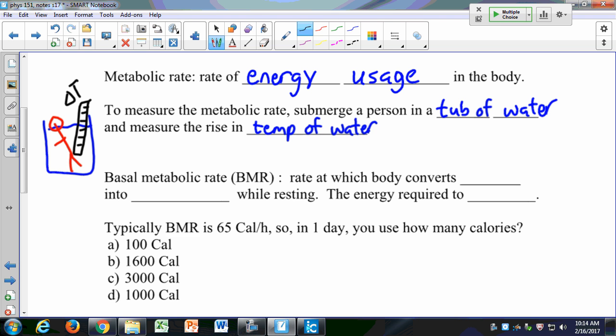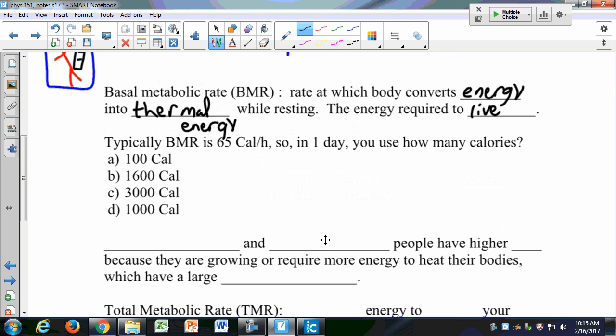All right. The basal metabolic rate is the rate at which the body converts energy into thermal energy while resting. In that video clip, they sort of talk about this a little bit. This is just the energy required to live. Your basal metabolic rate can be different for different people, but everybody has roughly the same basal metabolic rate, within an order of magnitude anyway.